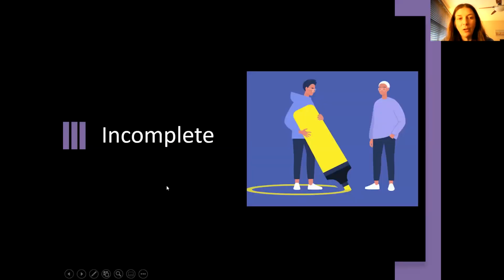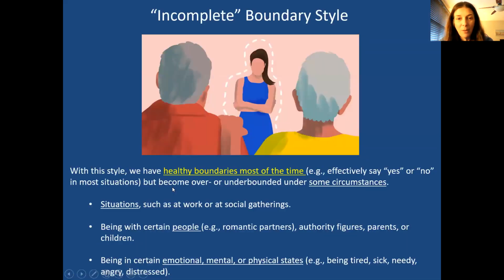This next one sounds more negative than it really is. It's called incomplete boundaries. But essentially what they mean is that most of the time, under average circumstances, you're able to exercise healthy boundaries. So you could say yes when you want to say yes. You could say no when you want to say no. Your body language matches up with your message of yes or no. And you're pretty effective in feeling comfortable with other people, not letting people invade you, not invading other people, things like that.